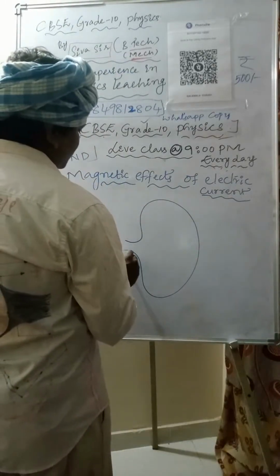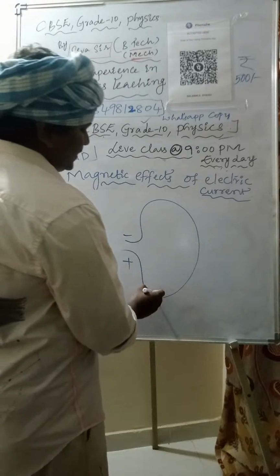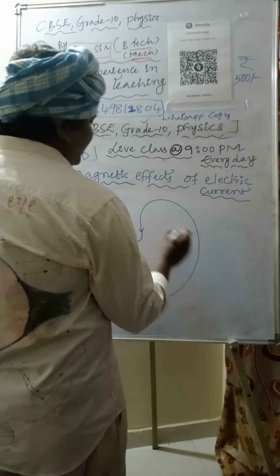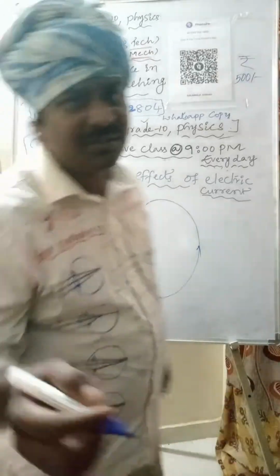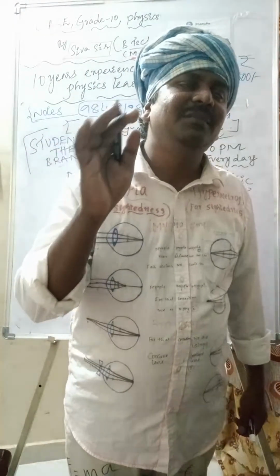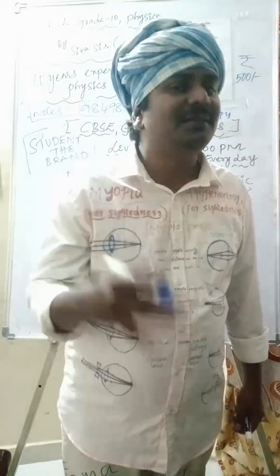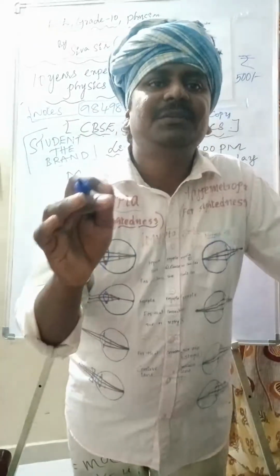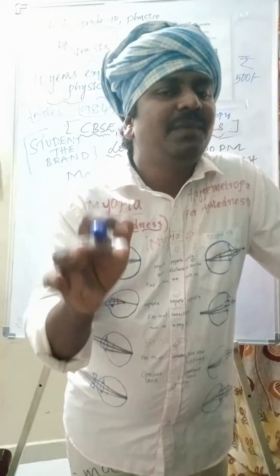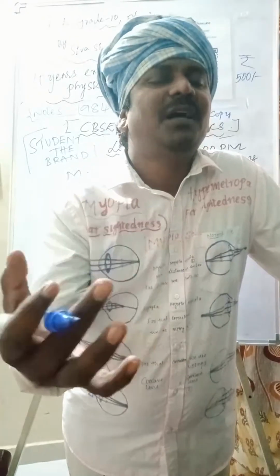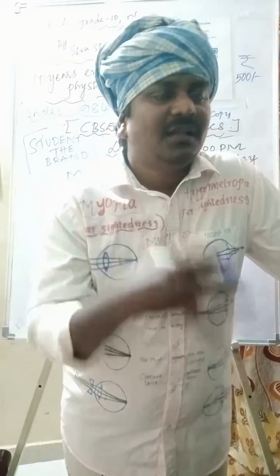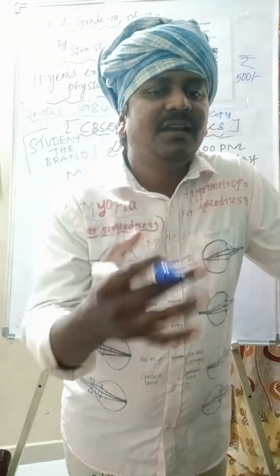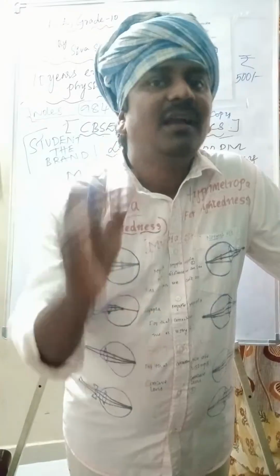So this is the loop. Positive terminal, negative terminal, current is passing like this. Positive terminal to negative terminal, current is passing in the conductor.